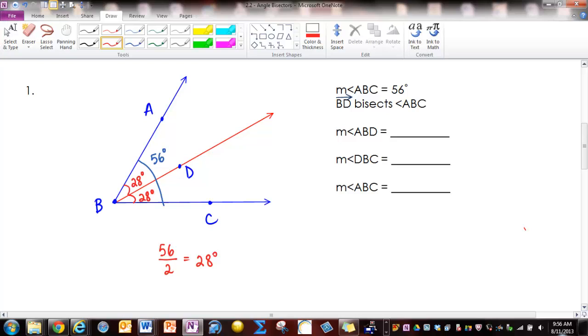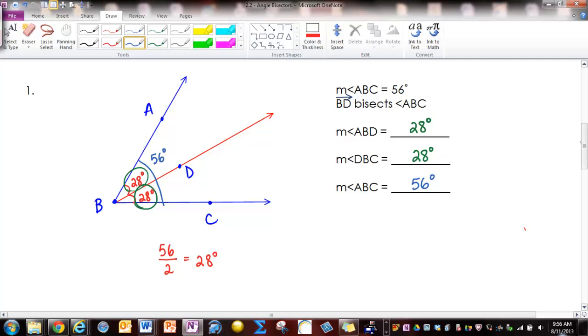The first is the measure of angle ABD. Now that is this measure right here, which is 28 degrees. The next one they want us to find is the measure of angle DBC. Now that's the other little angle in here, which is also 28 degrees because our big blue angle was bisected. And the last is the measure of angle ABC, which was our original big angle, which is 56 degrees.